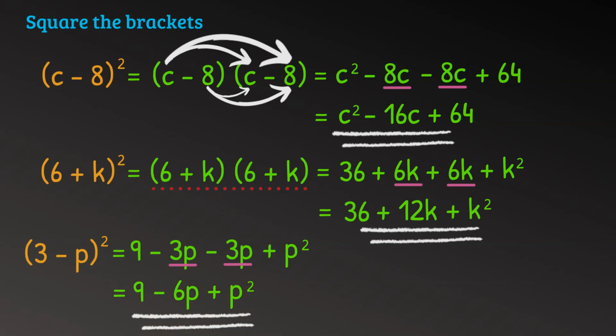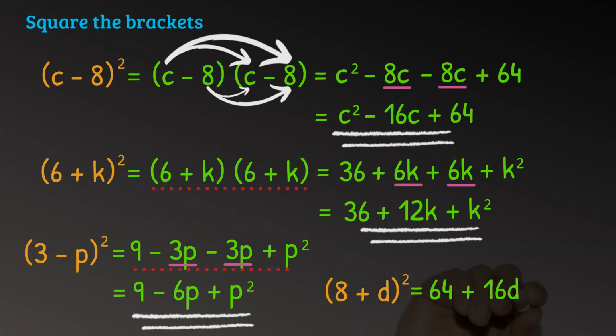And to be even quicker, we can eliminate this stage and go straight to the answer. So if we have 8 plus d squared, we have 8 times 8, which is 64. Then we have 8 times d, but we also have d times 8. So that's 2 lots of 8d, which gives us plus 16d, and then d times d is d squared.